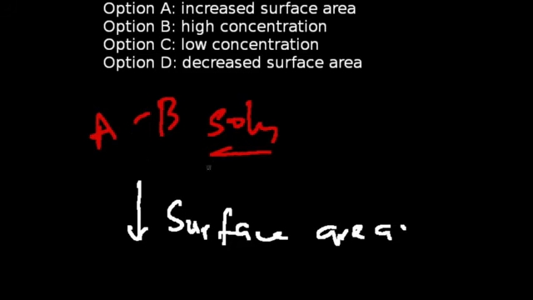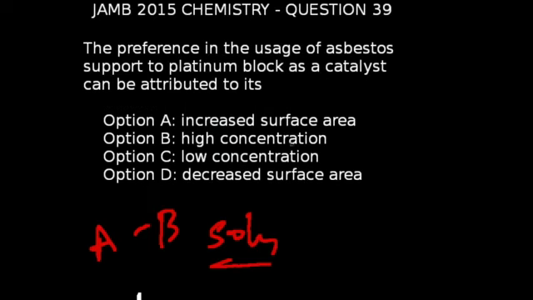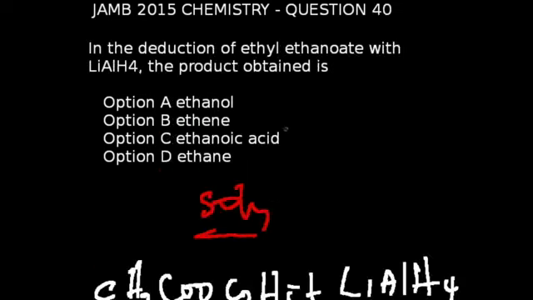In the case of this question, asbestos is preferred to platinum black as a catalyst because of its increased surface area. So if we go back to our options, we simply have option D as the correct answer, which is increased surface area.